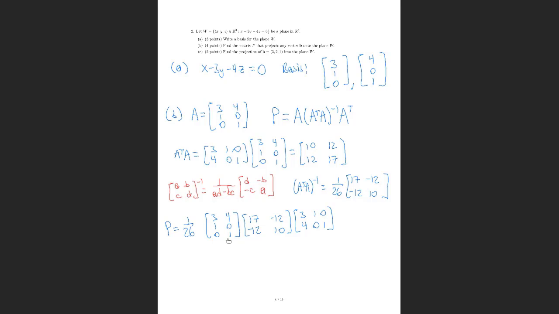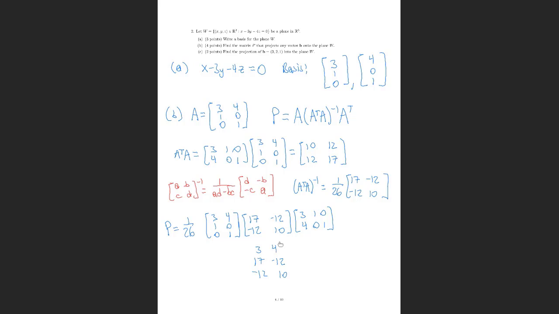So let me see here. I'll multiply these two first. So that'll be 51 minus 48, so that'll be 3. And then negative 36 plus 40 is 4. And then, I guess, next we'll take the identity and times the matrix, so it'll just be itself. So then we'll have this matrix now times this.